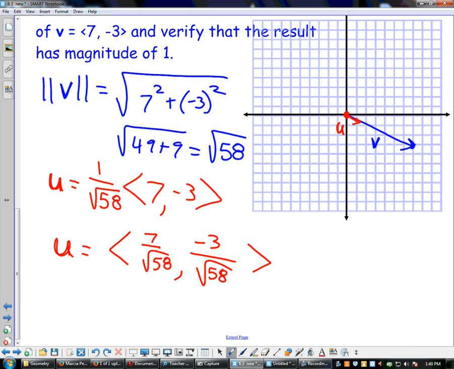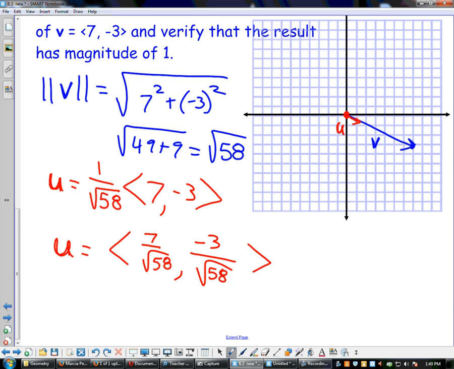Questions on how we got this? Do you have to get the radical out of the denominator or no? You could get the radical out of the denominator and simplify and write it as 7 square root of 58 over 58, and so forth. Steph?